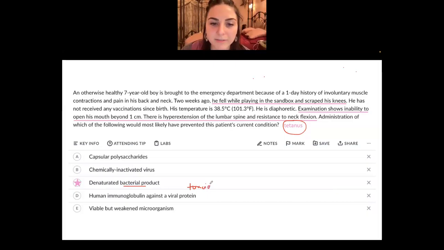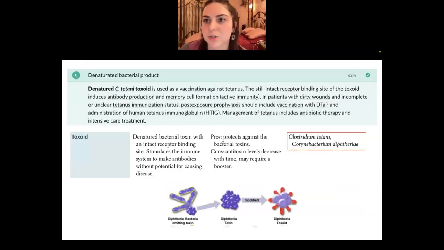And the "oid" ending, I don't even know if it's a suffix, but it means resembling. So it's resembling the toxin because they denatured it. They completely denatured it, took away its ability to be bad, but they're still injecting it into you. I wanted you to be aware that if they don't say toxin or toxoid, they can say a denatured bacterial product. This was a tricky one, but keep in mind that's what they do. They take the toxin, denature it, and you should know tetanus and diphtheria are the two that there are toxoids against.